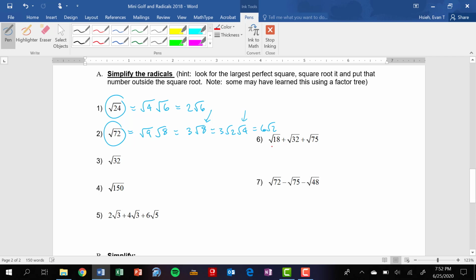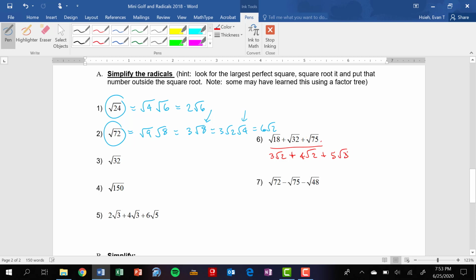Some other things here. Let's take a look at this thing here. You can simplify. This is going to be what? It's going to be 3 root 2, right? Square root of 9 square root of 2. This would be 16 times 2, so it's going to be 4 root 2, and this will be 25 times 3, so it's going to be 5 root 3.